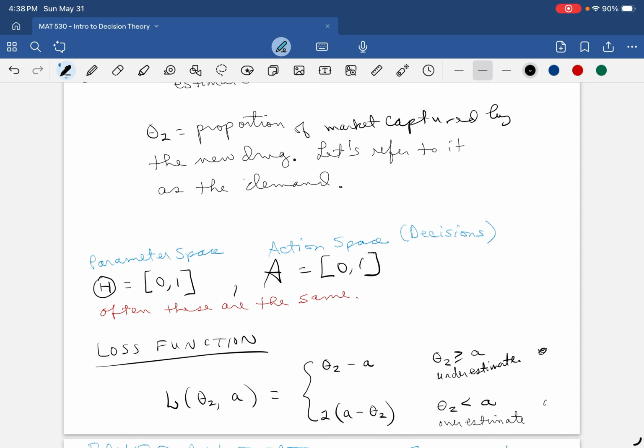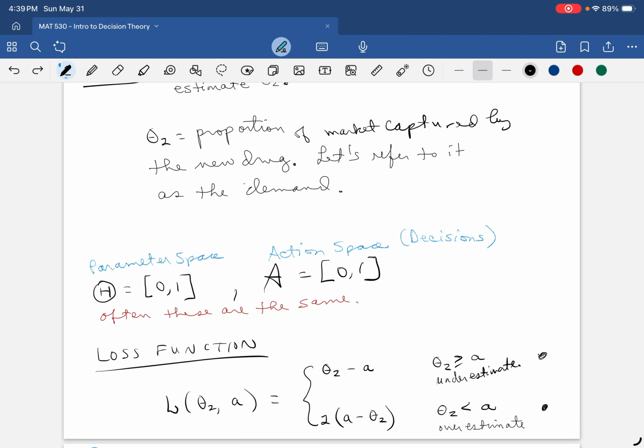Okay, so then the other case would be, well, what if we overestimate the demand for this new drug? You can see there that in this case, the difference between those two, the value a minus theta 2, has been multiplied by 2. So this is straight from the textbook. In this case, an overestimate is being weighted as twice as bad as an underestimate. And so that's one example of a loss function. And we'll do a lot with loss functions as the semester progresses.